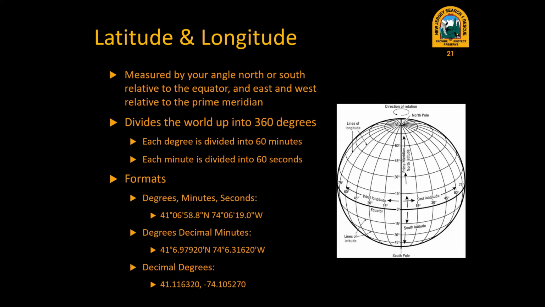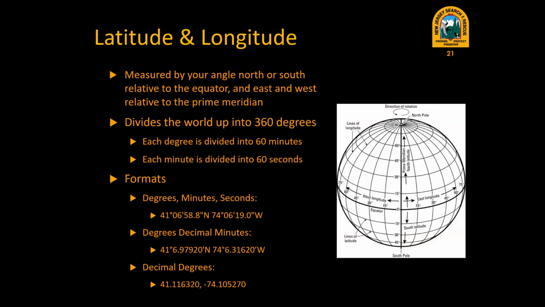but latitude and longitude is roughly measured using your angle north or south relative to the equator and your angle east and west relative to the prime meridian. Assuming that the Earth is a sphere, latitude and longitude divides the world up into 360 degrees, either horizontally or vertically. And each degree is separated into 60 minutes, and each of those minutes is separated into 60 seconds.